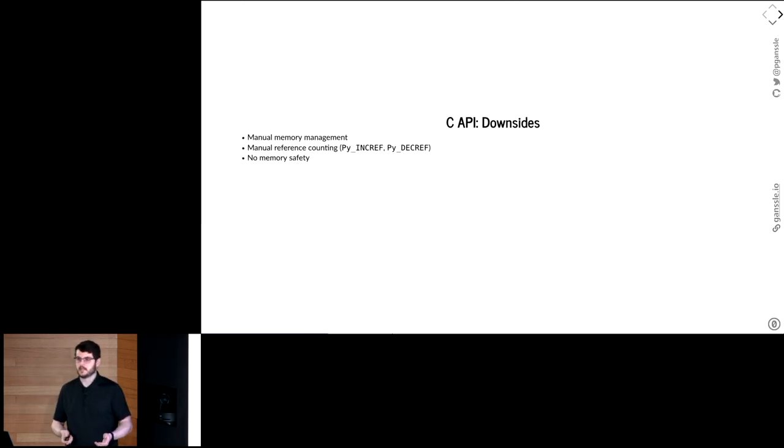But it has these downsides that I mentioned, right? With C, you have to manually manage all your memory. You have to allocate it. You have to free it. You have to do all the reference counting. Otherwise, you get memory leaks. So you have to keep track of what returns you a new reference and then decrement them correctly.